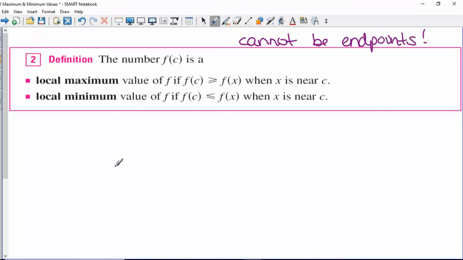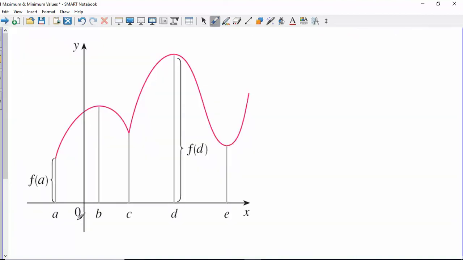By definition, they have to be higher or lower than the points on both sides. So if it's an endpoint, you don't have points on both sides to compare it to. So if I look at this first one, what would this point be? Could it be a local minimum? No, because it's an endpoint. Is it my absolute minimum? Yeah. So that's the absolute min.